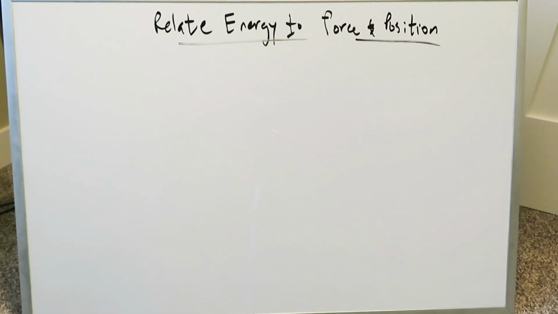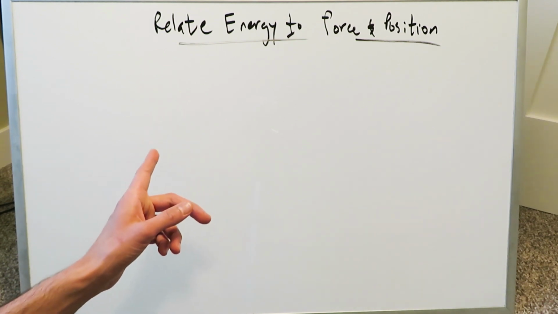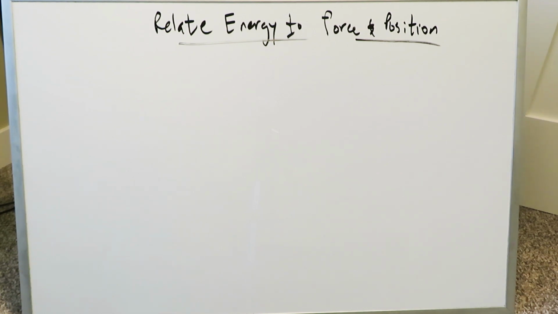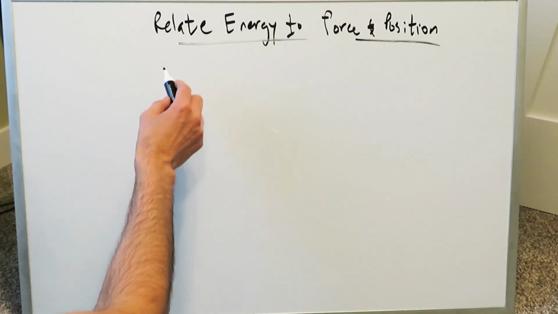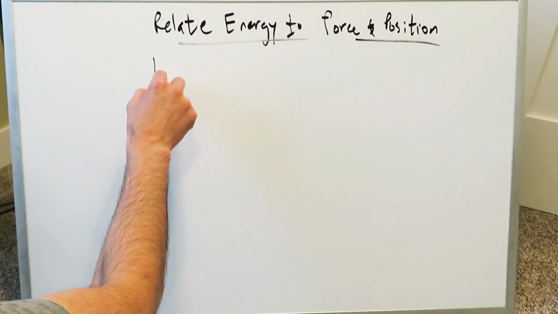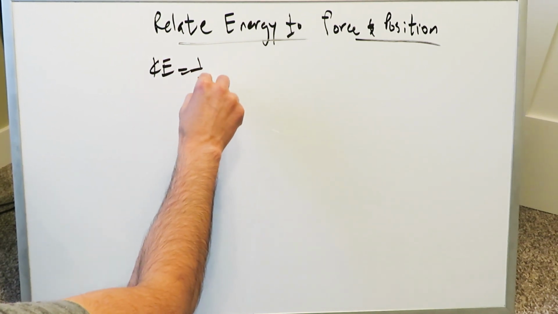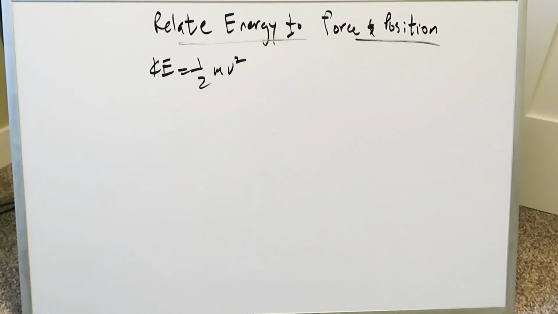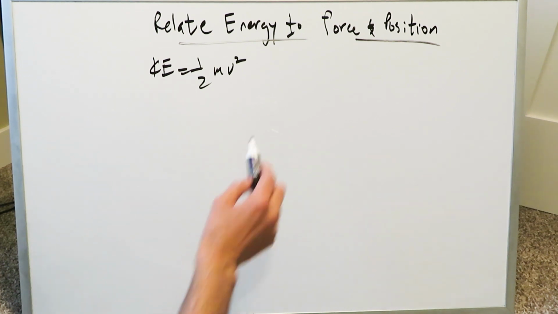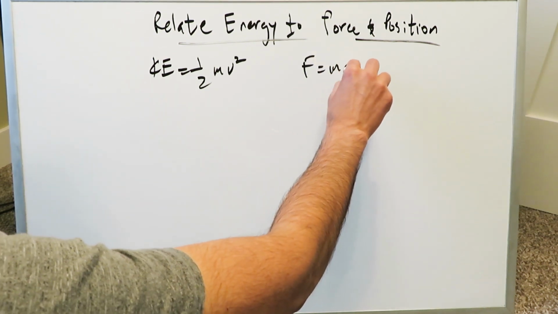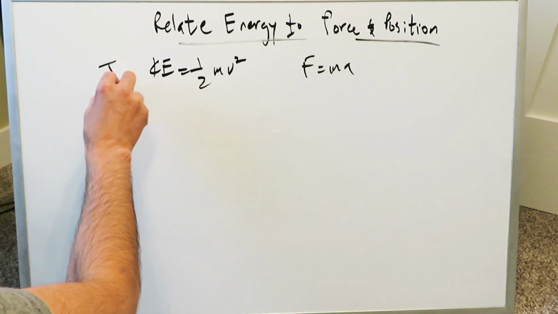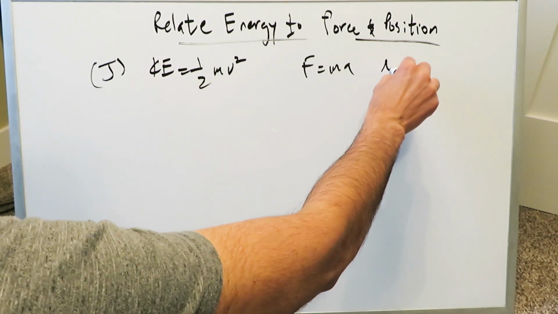A very interesting video because we will relate the energy to force and position of an object that's moving in a straight line. Remember, linear motion, or motion in a straight line, relating here energy to force and position. Everything will come about with regards to a moving object by means of two equations. One is kinetic energy is equal to half mv squared. You know that equation. The other one will be force is equal to mass times acceleration. The units of kinetic energy is joules, the units of force is newtons.